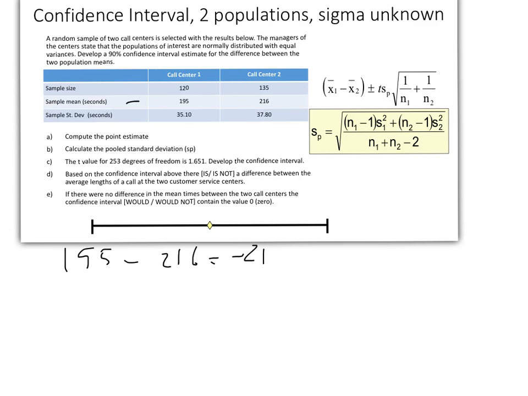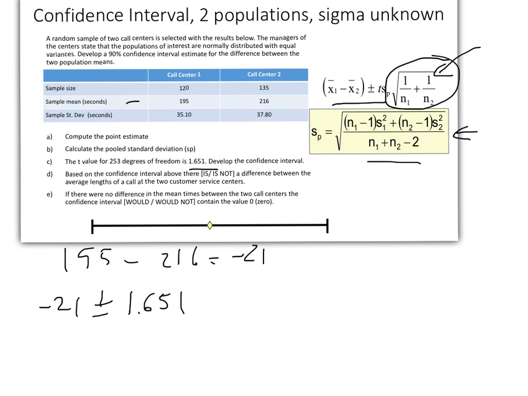So far, we can construct a little bit of this here. We've got negative 21 plus or minus, and if you look at part C, we're given the critical value, 1.651. Then we just have to multiply this by the pooled standard deviation as well as the rest of this. Now this innocent looking S sub p is actually all of this. So we have to calculate that to come up with our pooled standard deviation, and then we will multiply by this portion here, the square root of 1 over n1 plus 1 over n2, and come up with our confidence interval estimate.